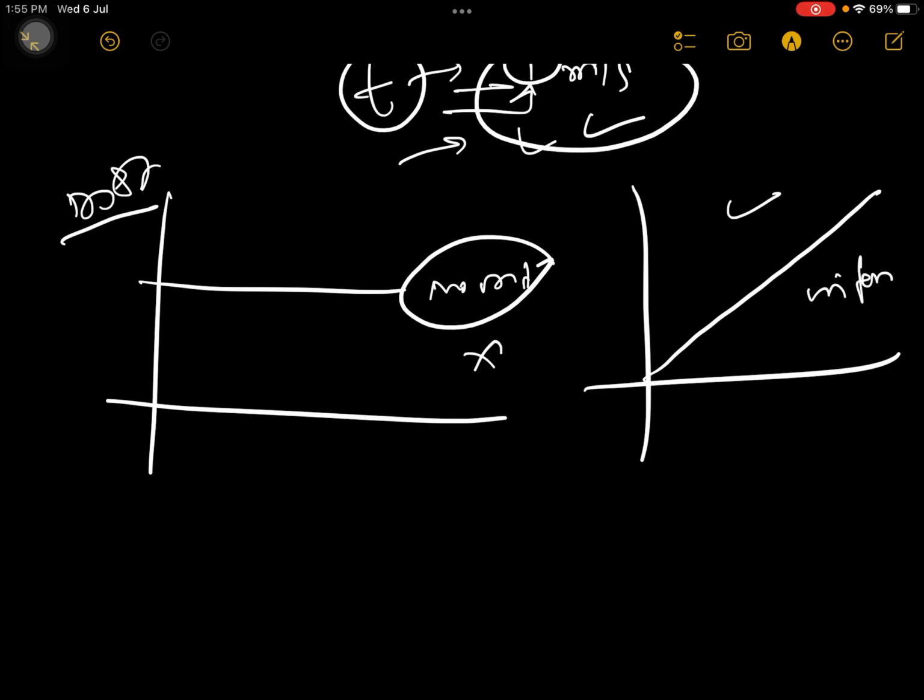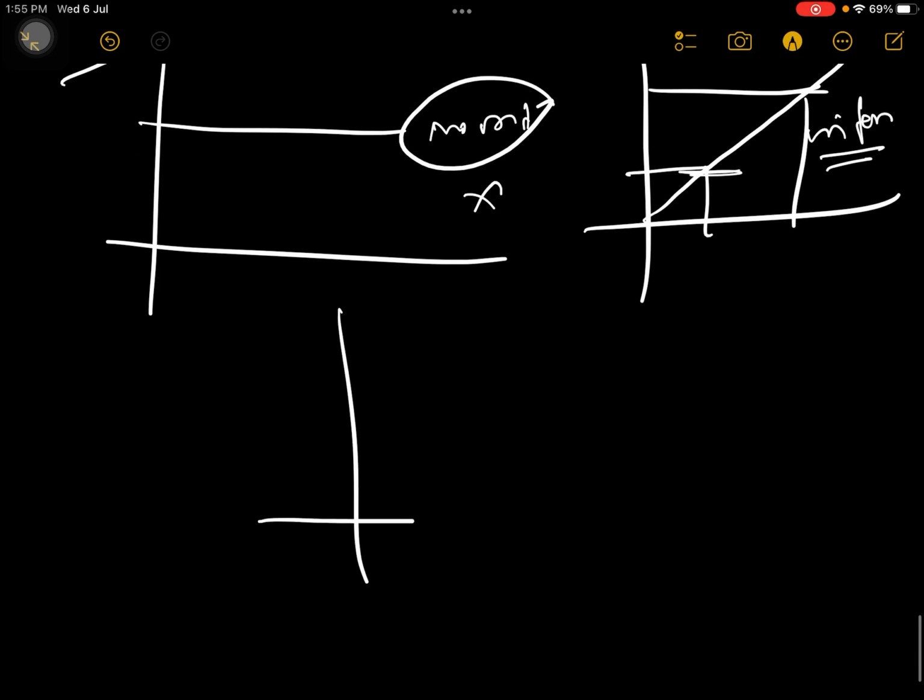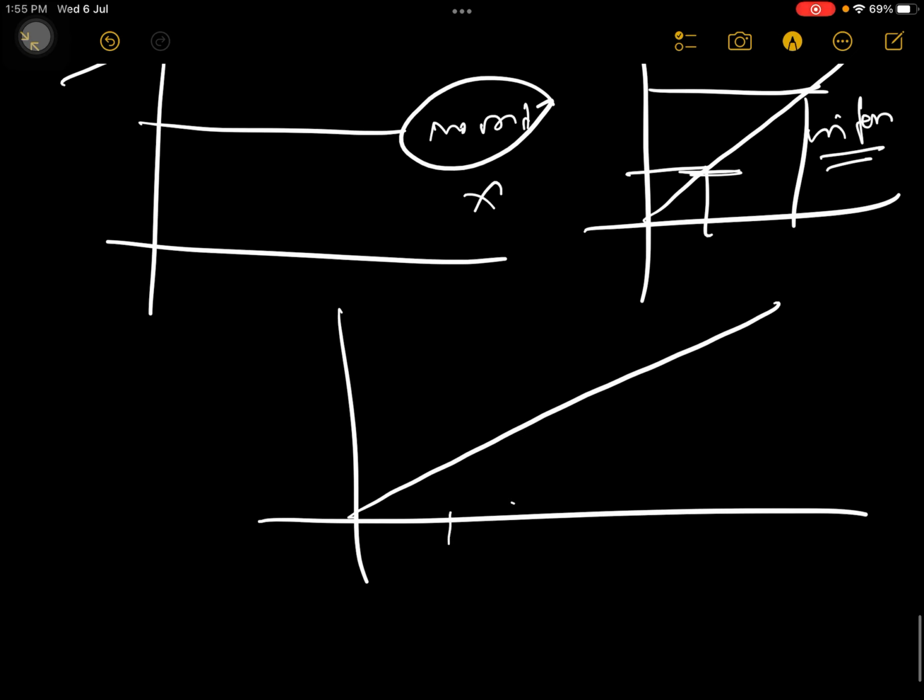And how will you calculate? Because if motion is there, then speed is there. Then how will you calculate that speed? Just now I taught you. You can pick any 2 points. In your college, in your school, in this graph, so many points will be given. You can pick any two.